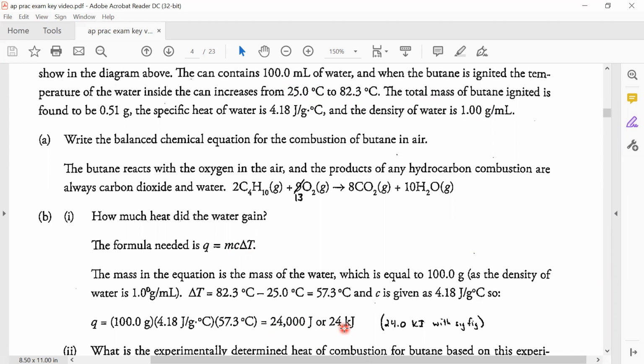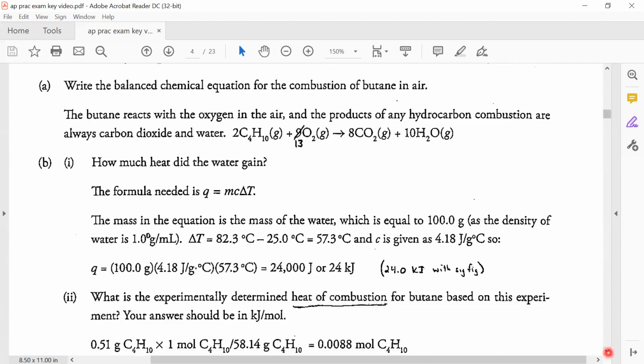Okay, I think we had 3 sig figs. It's kind of sloppy with that sometimes. So it'd be 24.0 kilojoules with the right significant figures.